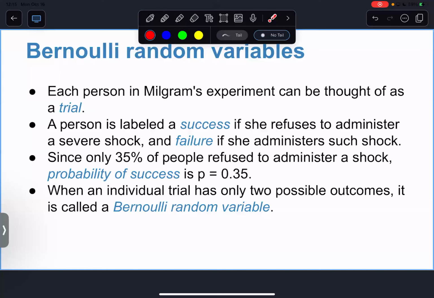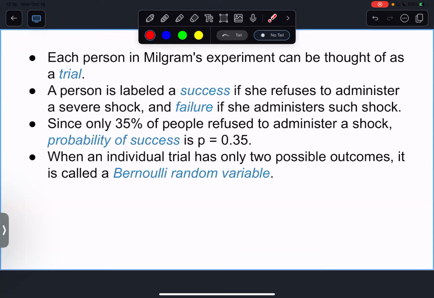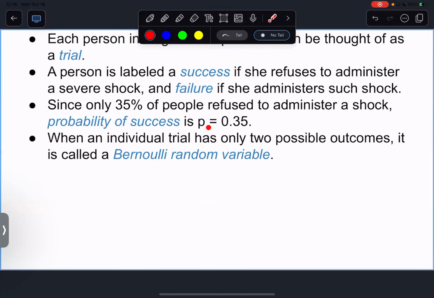So when we're doing this, each person is going to be a trial. Each teacher they're testing or observing is considered a trial. What we need to do is identify a success and a failure, because that's what we're trying to model. Usually the success is something morbid because it's the success that we're interested in. In this case, they took the lighter route and said a person is labeled a success if she refuses to administer a severe shock, and a failure if she administers the shock. So if 65% are giving the shock, then 35% are not. So the probability of success is 0.35.